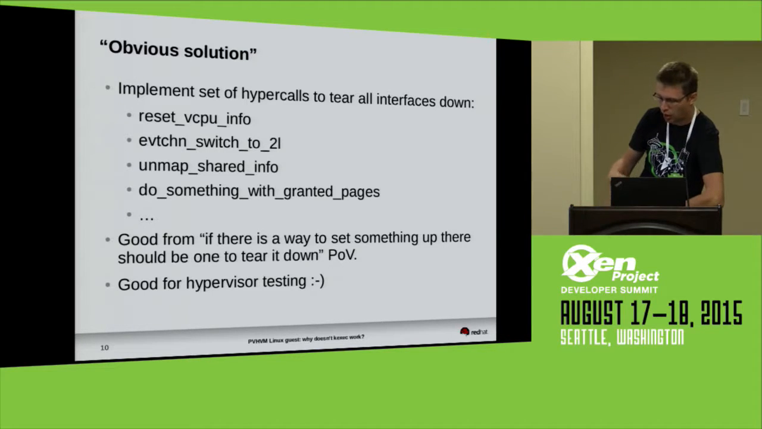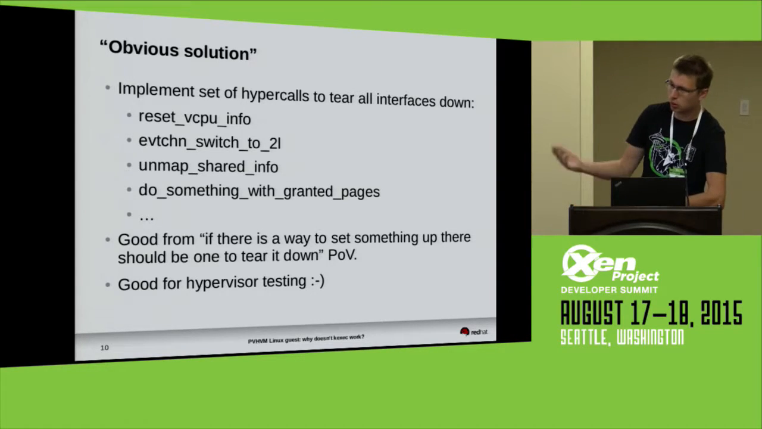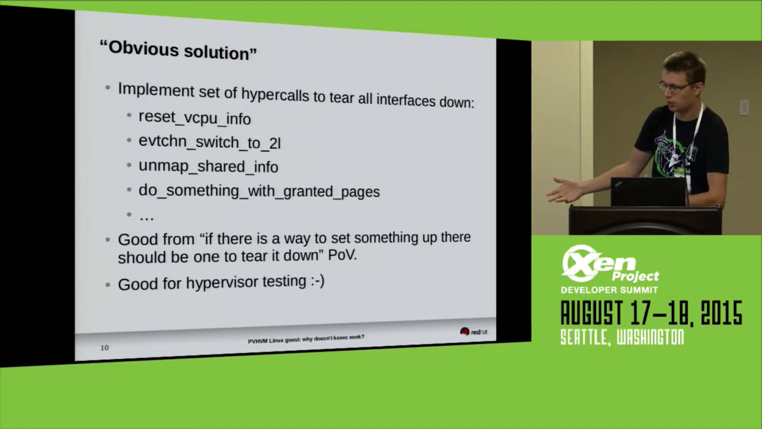We need to somehow unmap shared info and replace it with a normal page. And we need to do something with granted pages, not sure what. And it looked good. Let's think about it from a hypervisor perspective. We have a guest, and there is a hypercall to do some stuff. There should probably be one to revert it back. Then we can, for example, test that the hypervisor is not leaking memory by doing it 100,000 times.